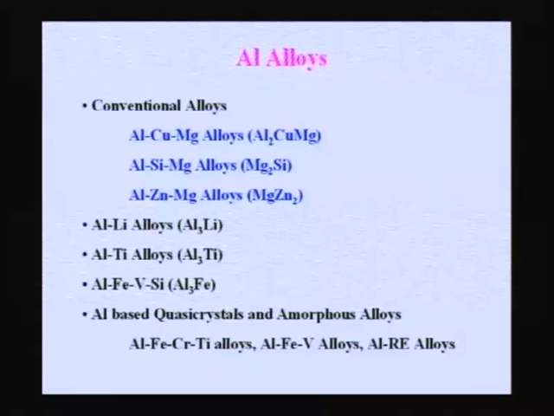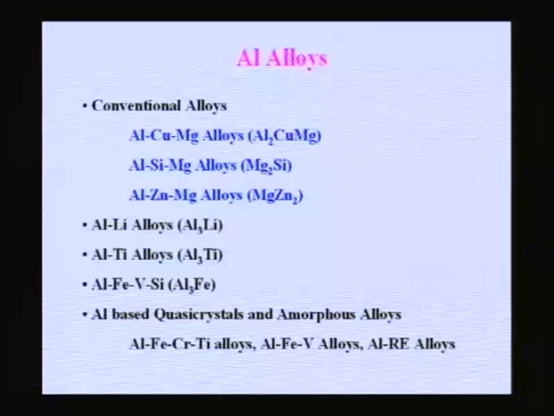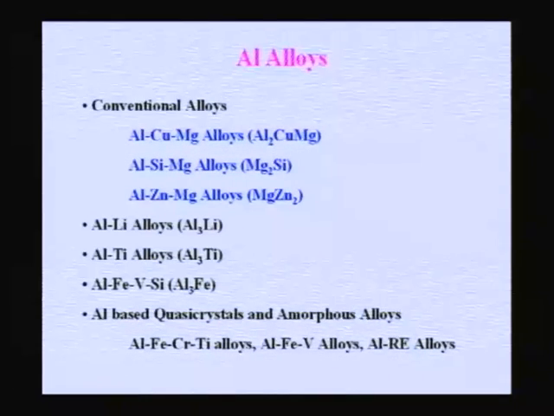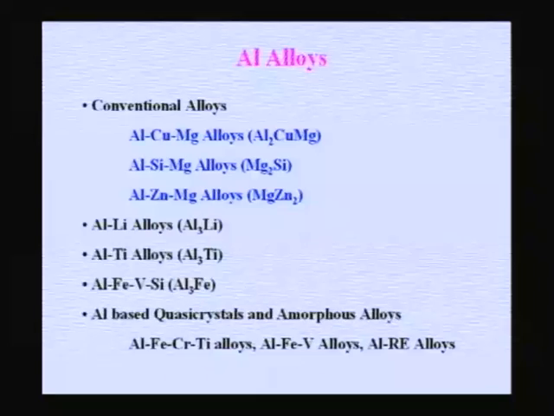There are two important reasons for it. Among all the aluminum alloys, aluminum silicon alloys are the ones which have very high castability or high fluidity, because they have a eutectic which is much lower. 577 is the eutectic temperature. So among all the aluminum alloys, aluminum silicon alloys have very good fluidity. So they can be easily cast into any complicated shape.